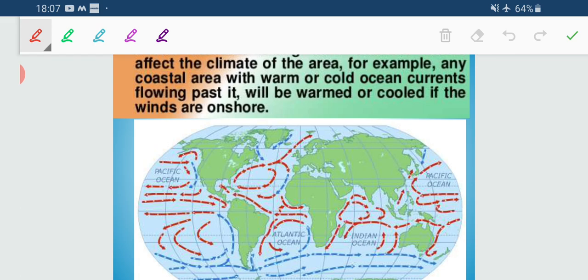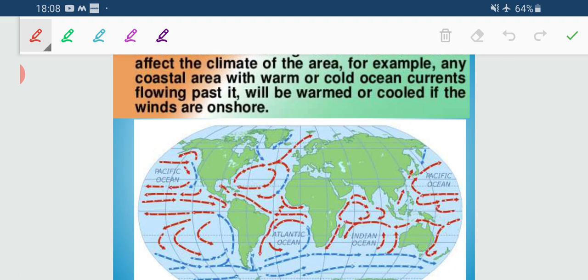So as a result, what is the temperature condition of the Indian Ocean? It is comparatively warmer. And in the Antarctic region you can see the cold oceanic currents, that is, the blue arrows are there, so over there the cold oceanic current prevails. So oceanic currents also influence the temperature conditions of the coastal areas. If warm oceanic currents are there, the coastal areas will get their impact.